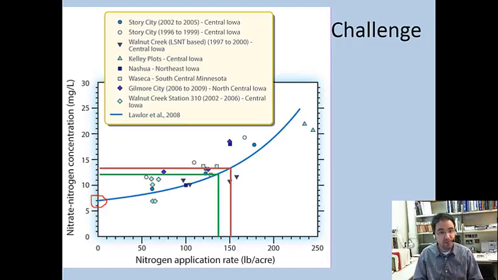That brings up the need to look for other practices that can help us from a water quality perspective. Things like cover crops, subsurface drainage bioreactors, wetlands, resaturated buffers, and drainage water management, which we're going to get more into right now.